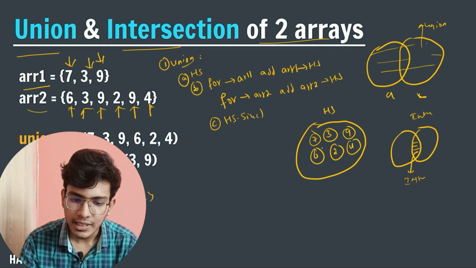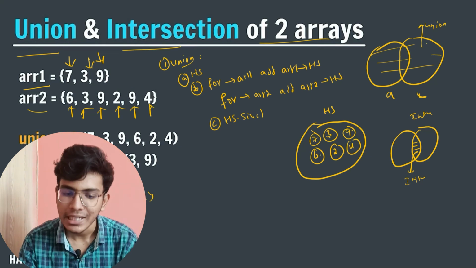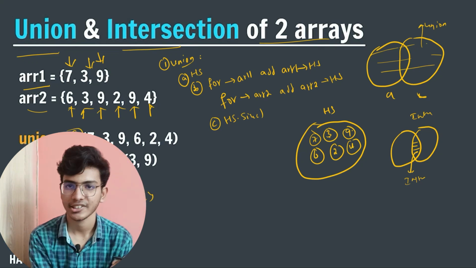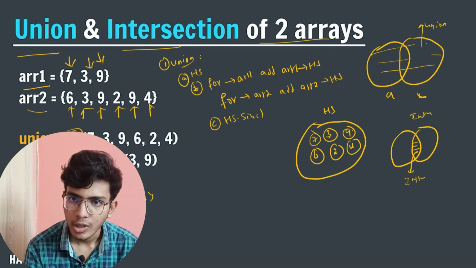So how many elements are there? 1, 2, 3, 4, 5, 6. So the output of union will be 6. This is the approach of union. I hope you have understood.